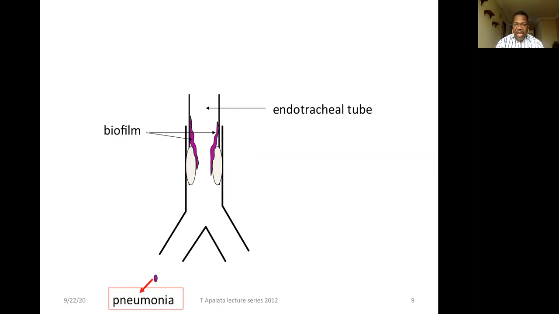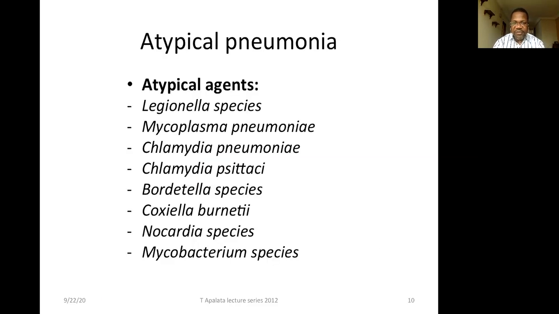So that is how hospital-acquired pneumonia happens, especially in patients who are ventilated in the intensive care unit. The same microorganism you find in the biofilm is what you are going to find here, causing pneumonia. So that's why from time to time, the tube should be removed, to avoid that.